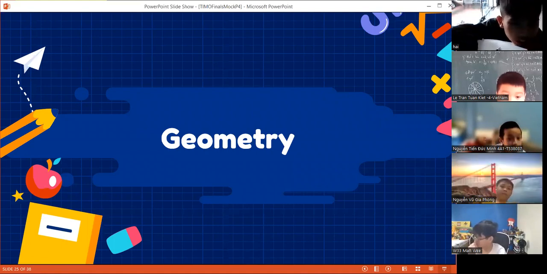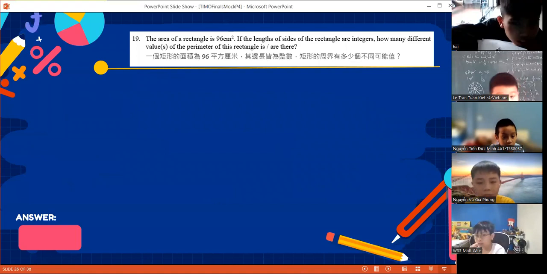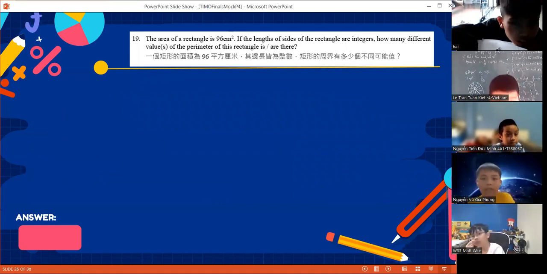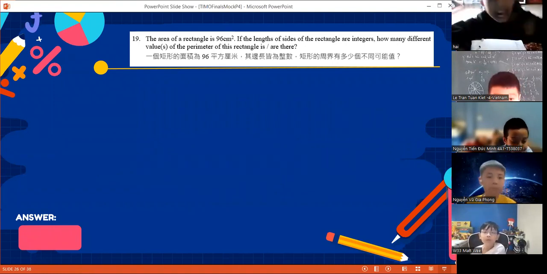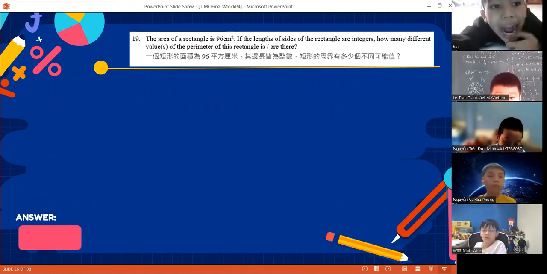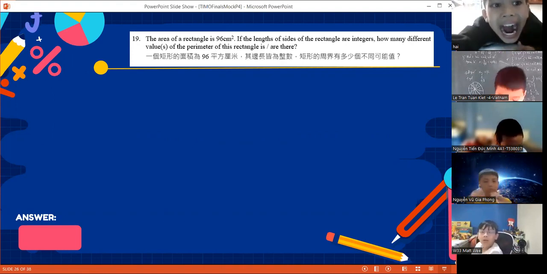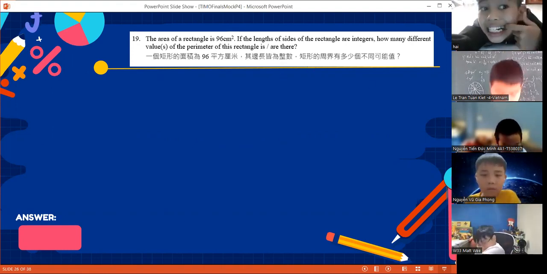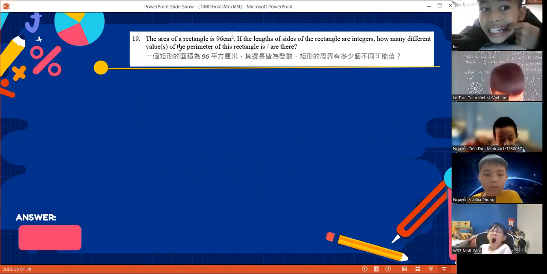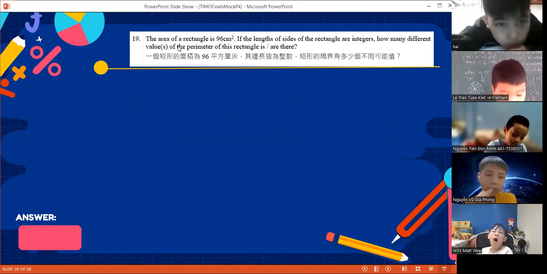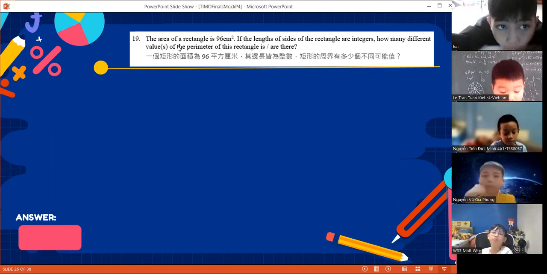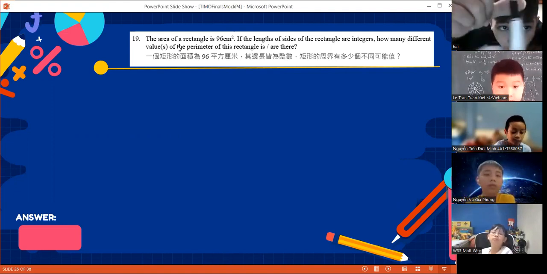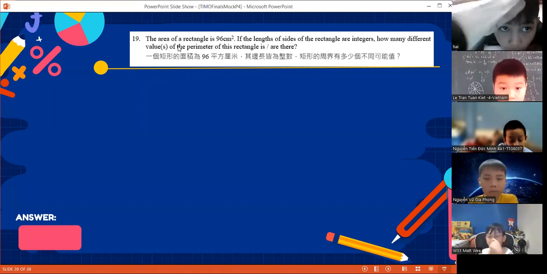Okay. So let's proceed with number 19. The area of a rectangle is 96 square centimeters. If the length and width are integers, how many different values of perimeter of this rectangle are there? Okay, this is actually very easy. You can have two types of solution here. You can do the listing, or you can just simply get the number of factors and then divide it by 2, so you'll be able to pair the factors, right?